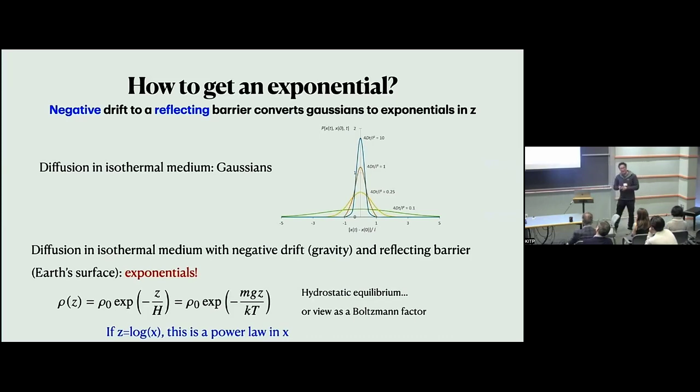There's negative drift due to gravity, all the stuff is exhibiting Brownian motion, and there's a solid surface. Because of that, if it's isothermal, the Earth's atmosphere has an exponential distribution. You can get this from solving hydrostatic equilibrium, or you can think of it as a Boltzmann factor, a ratio of energies.